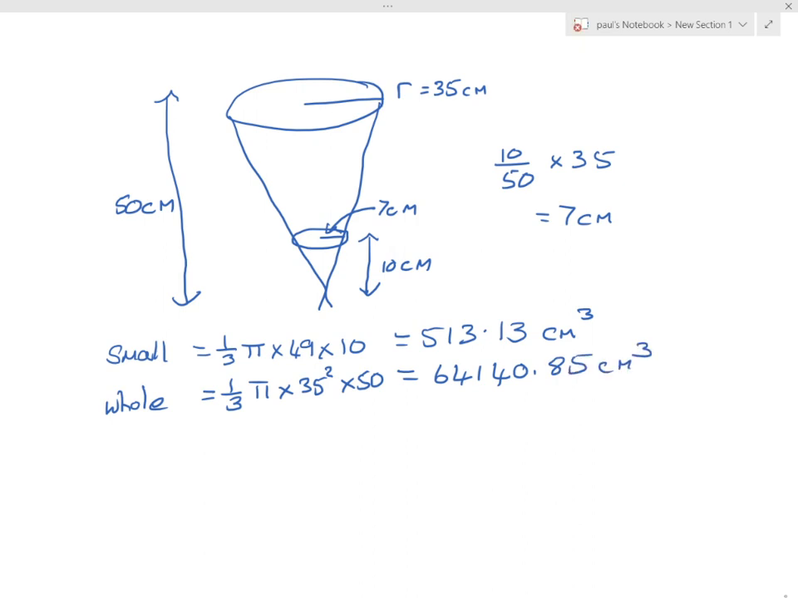And if I type in 64140.85 minus 513.13, I get an answer: the frustum is equal to 63627.72 centimeters cubed. So that's how to work out frustums, and that's grade 6 questions. Okay, I'll stop that one.